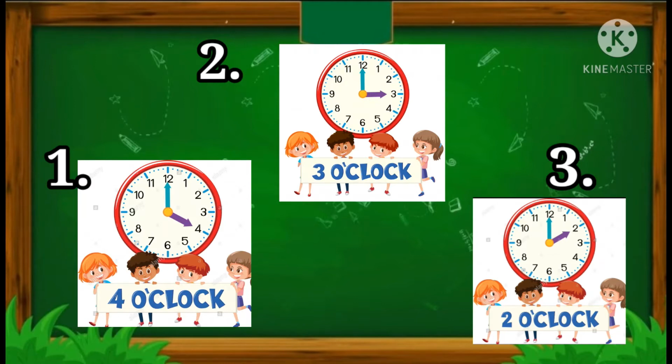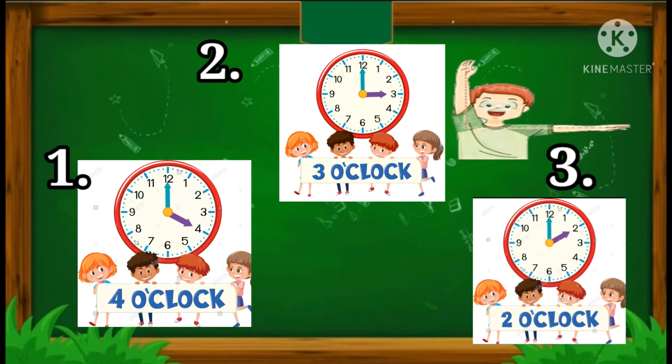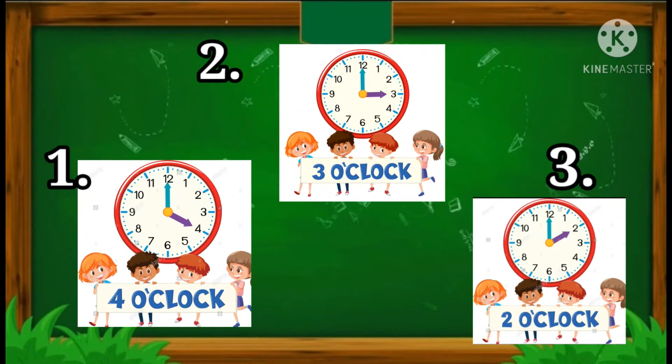Alright, that's great. Let us now take a look at picture 2. What time is being shown? You are right. It is 3 o'clock. Again, let us now show it using our arms and hands. Very good. How about picture 3? What time is it? Alright, it is 2 o'clock. Again, my dear math buddies, let us use our arms and hands to show 2 o'clock.